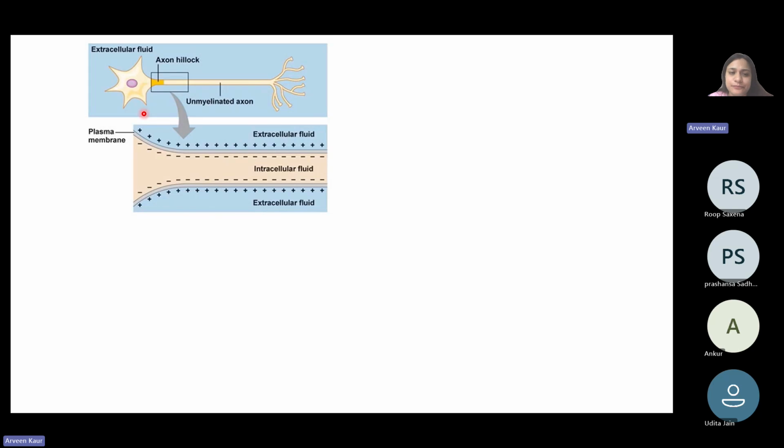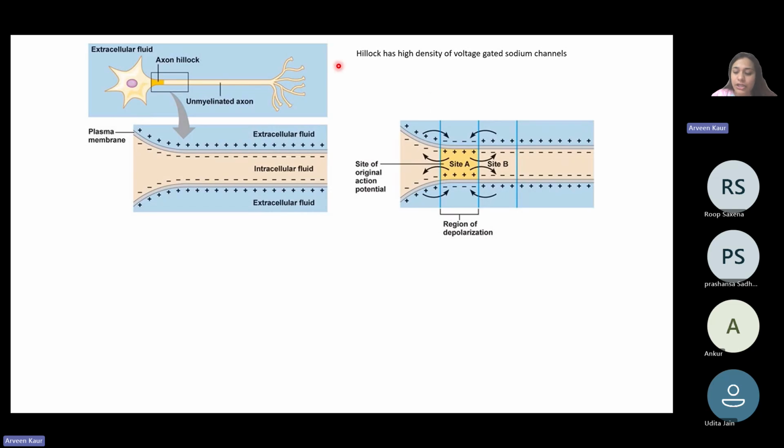This happens because the maximum number of channels are over here in the axon hillock region, and over here the threshold is minimum, right? So the threshold to reach an action potential is also less. So the hillock has a high density of voltage gated sodium channels, which is the most important reason why the axon hillock is where the nerve impulse, or these action potentials, are getting generated, right?